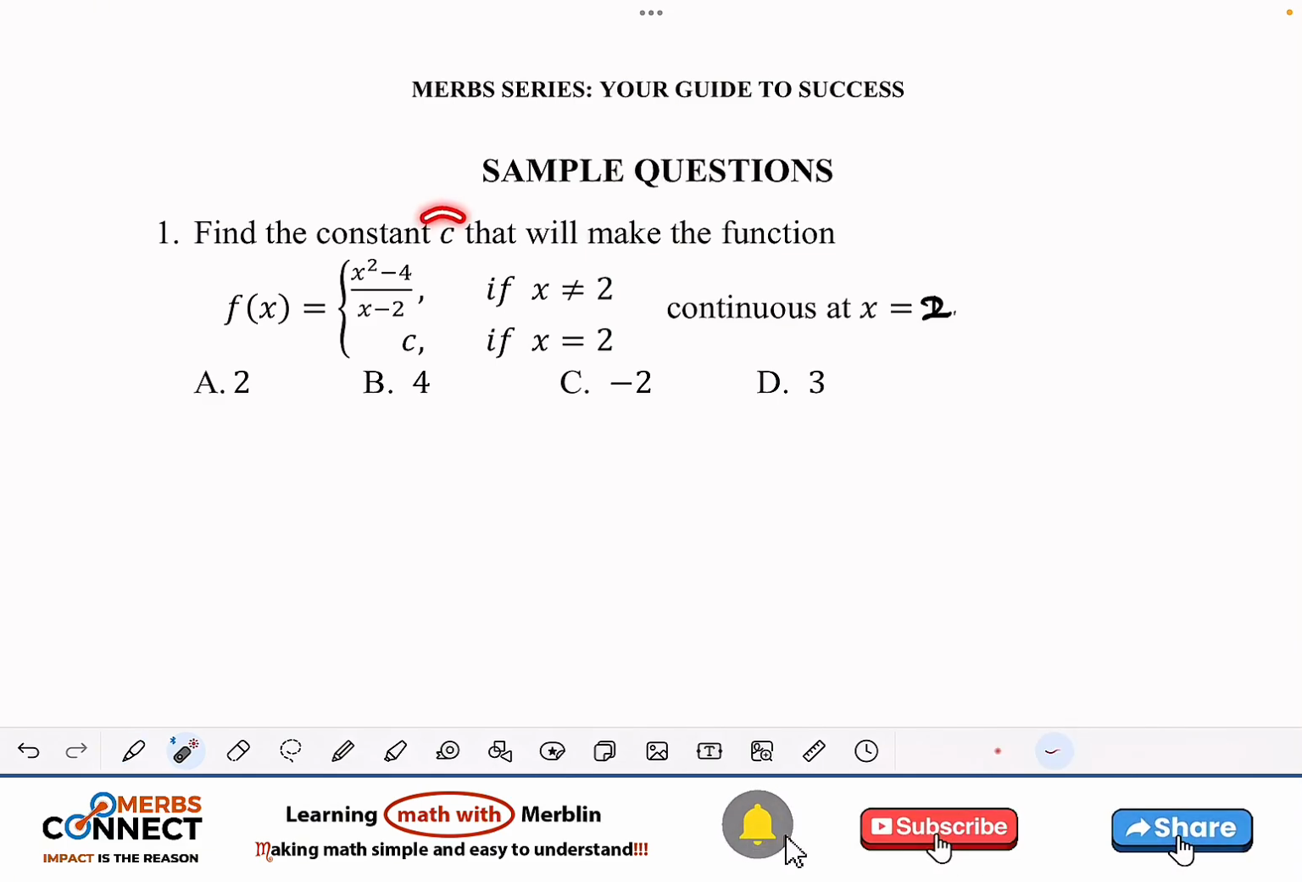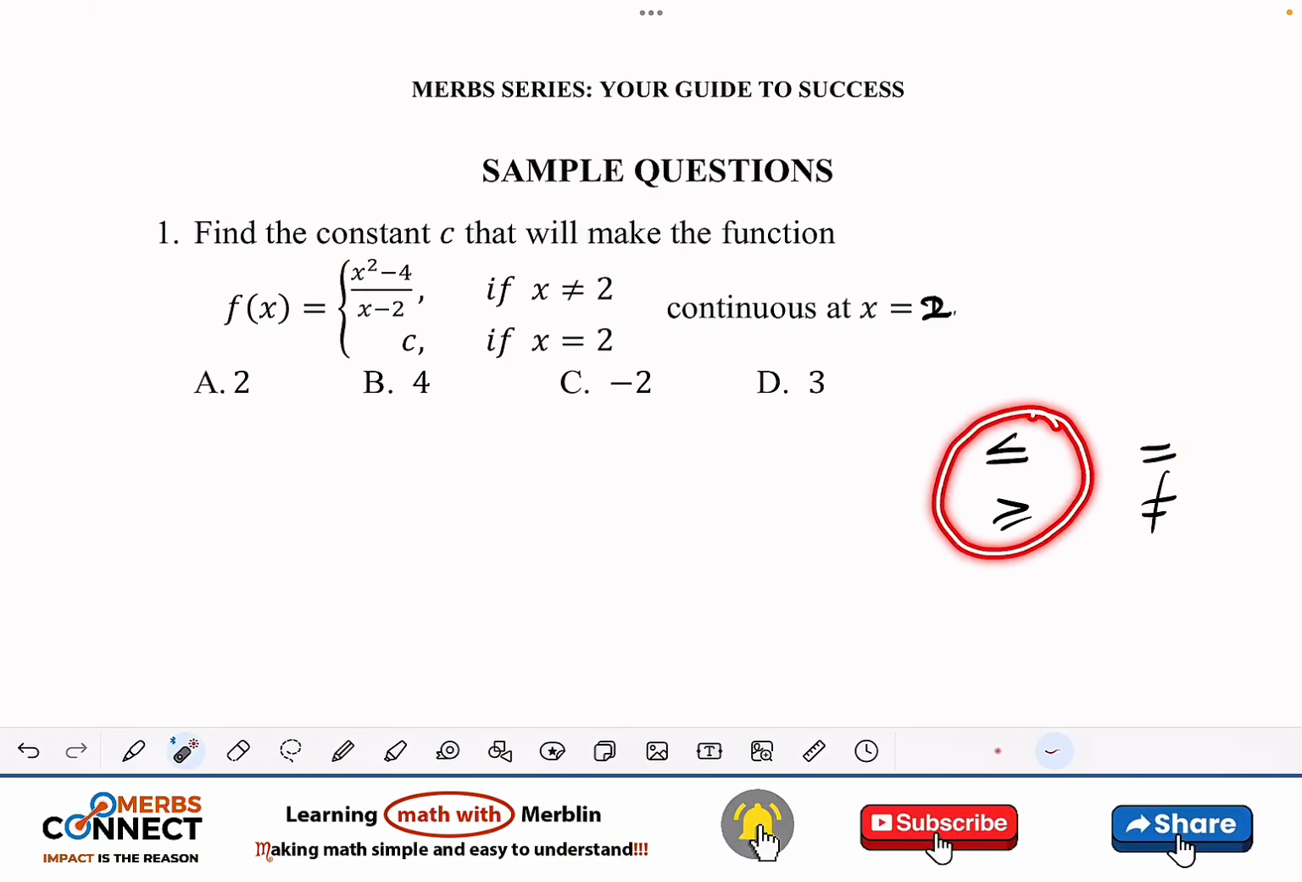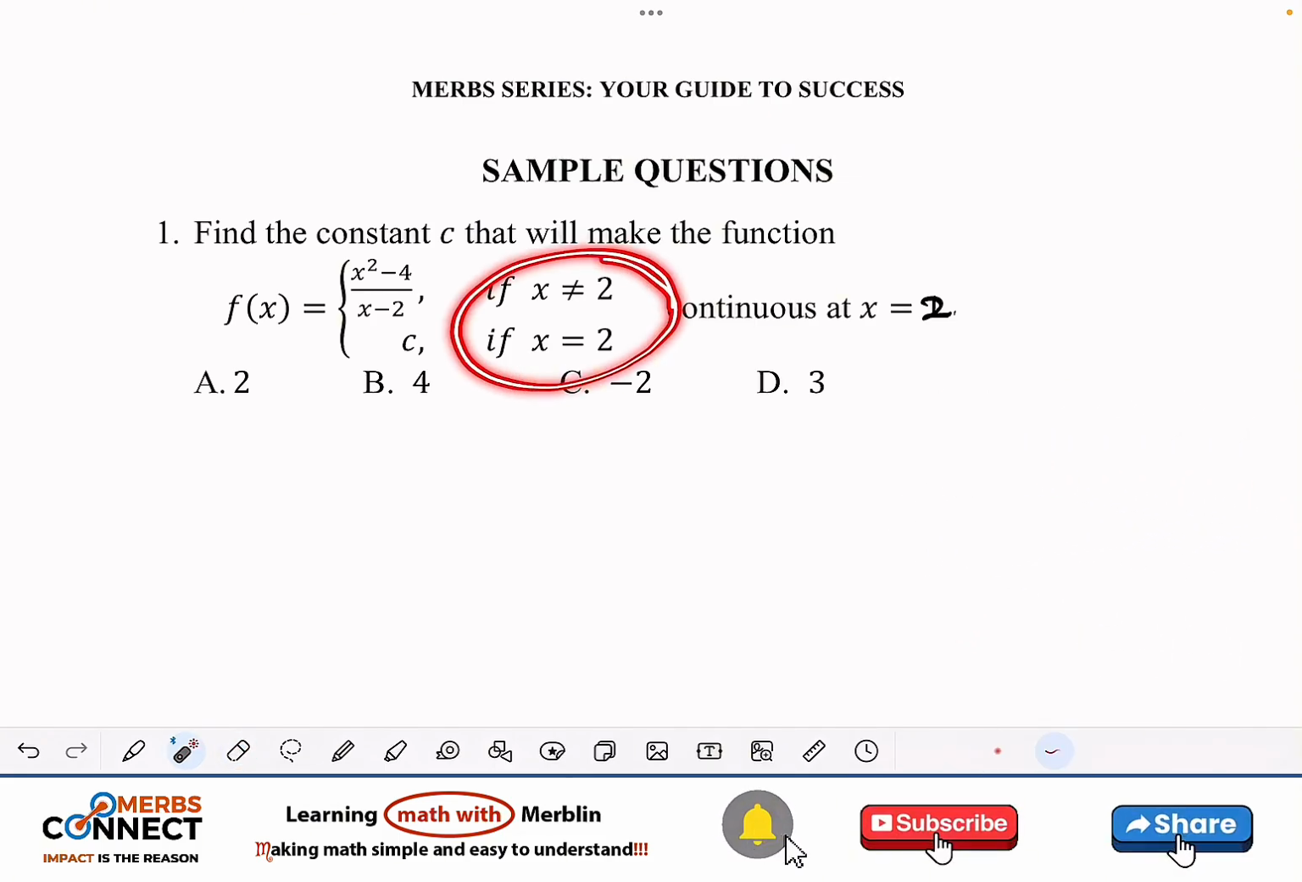We want to find the constant c that will make the function continuous at x equal to 2. Remember continuity, and I gave you the tip that anytime you are finding a constant, look at what is here. Check whether it is less than this kind of sign or it is this and that. Whenever you have this one, you need to use the left and the right, and whenever you have this one, you need to use the third property of limit.